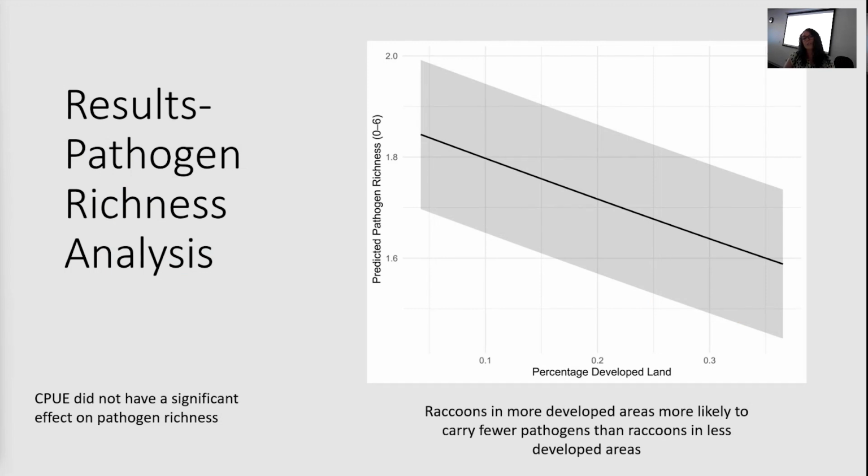In terms of pathogen richness, I did not find that raccoon abundance had a significant effect on pathogen richness. However, I did find that raccoons in more developed areas were more likely to carry fewer pathogens than raccoons in more or less developed areas. These results suggest that urbanization could be acting as a filter of pathogen communities, reducing pathogen diversity, likely through changes in host communities and also in vector habitat.